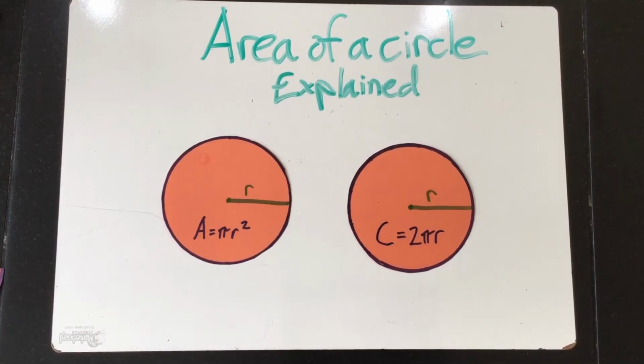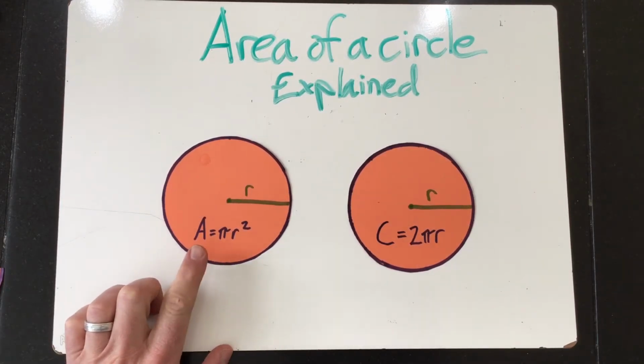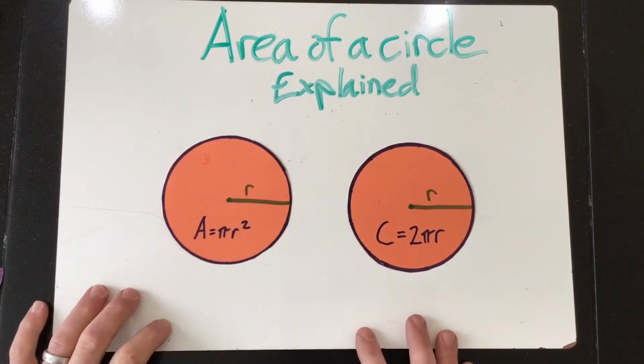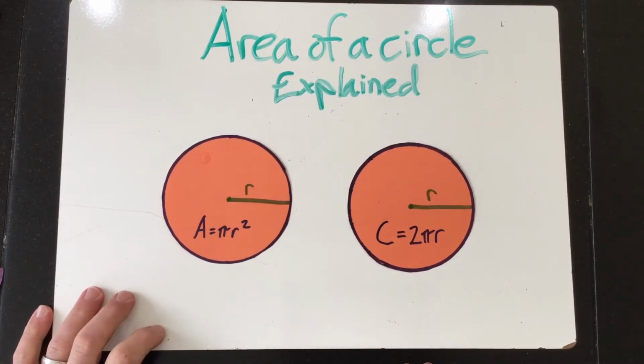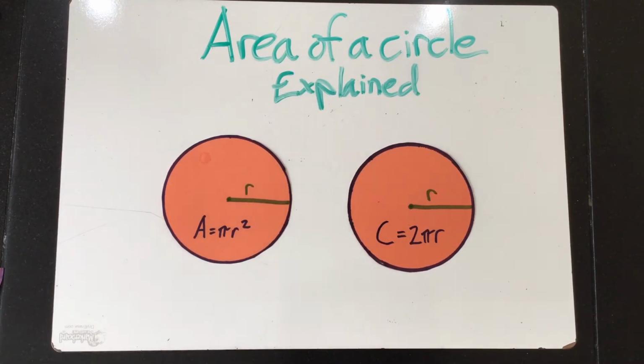Going to look at the area of a circle and we're going to try to explain the origins of its formula. So you may be familiar with the idea that the area of a circle is equal to pi r squared. And so we're going to do a little arts and crafts to show how we got pi r squared and how that all works out.